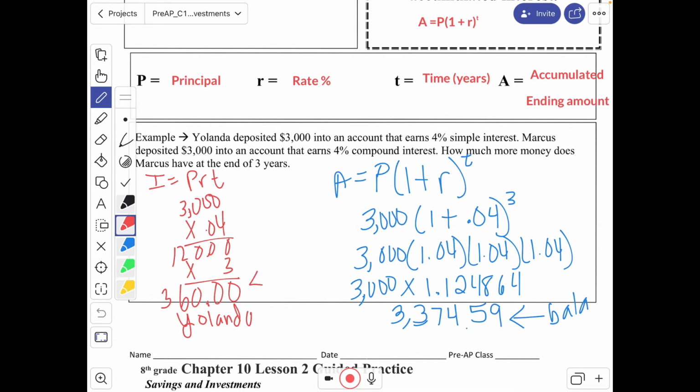What we got over here for Yolanda was just her interest. So who got more interest, Marcus or Yolanda? So you kind of have to subtract the $3,000 that we started with to figure out how much Marcus's balance was, or how much his interest was. So it looks like his interest was $374.59, which is more than Yolanda's. So compound interest is way better than simple interest. You get more money. However, it is more difficult to calculate.